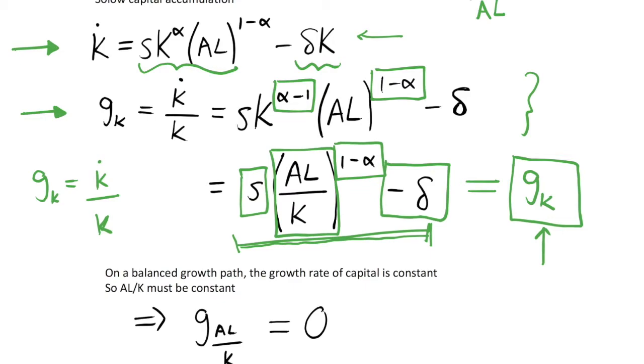And what does it mean for something to be constant? Well, it means that the growth rate of that variable is equal to 0, and that's just what I've written down here. We're going to need that the growth rate of AL over K is equal to 0.